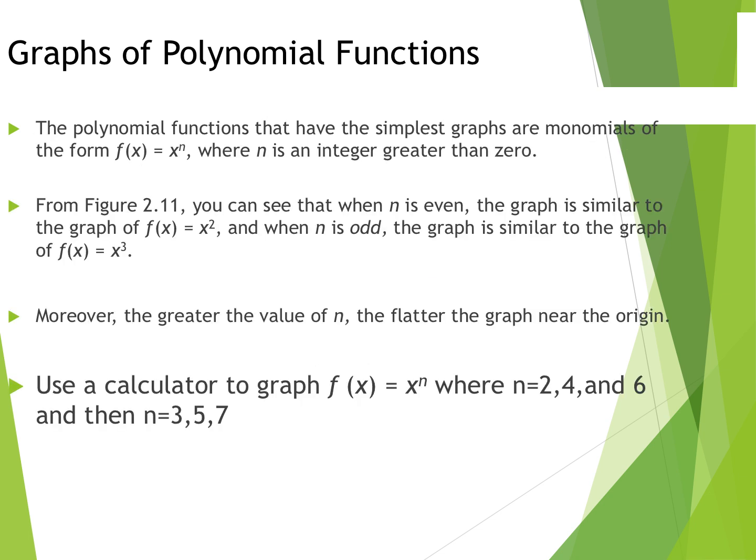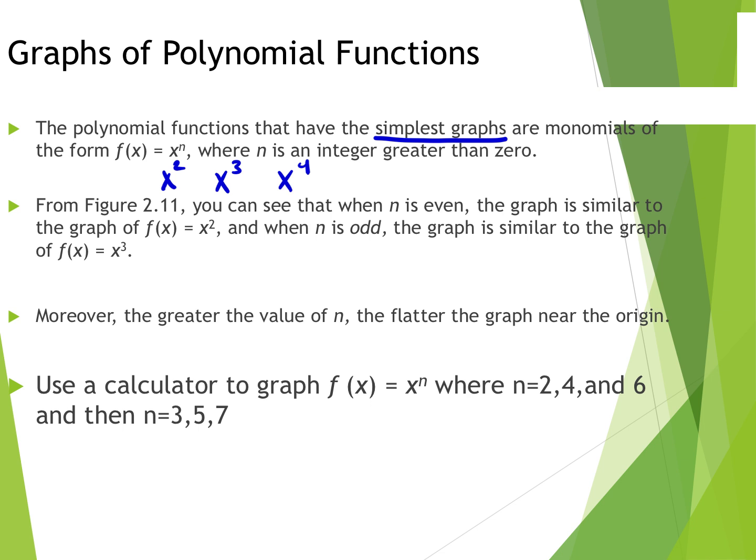The polynomial functions that have the simplest graphs are monomials of the form x to the power of n. So that would be something like x squared, x to the third power, x to the fourth power. These are just our basic forms of graphs. These would be what we called the parent functions, and then anything that's added, subtracted, or multiplied to it would just shift our graph or have a transformation applied to our parent function. So these are the basic forms. It says the simplest graphs, so these are just our parent functions.